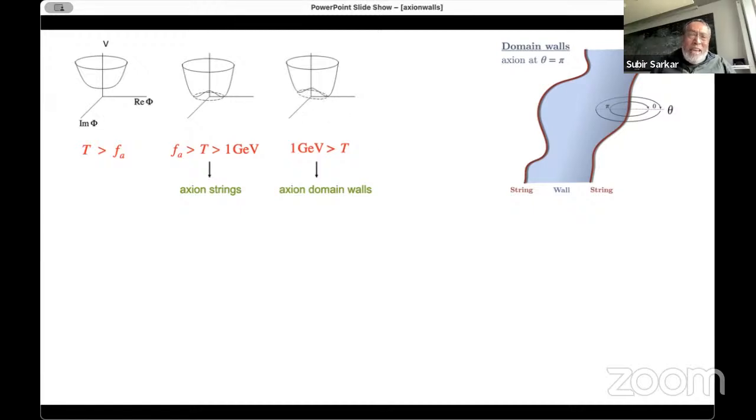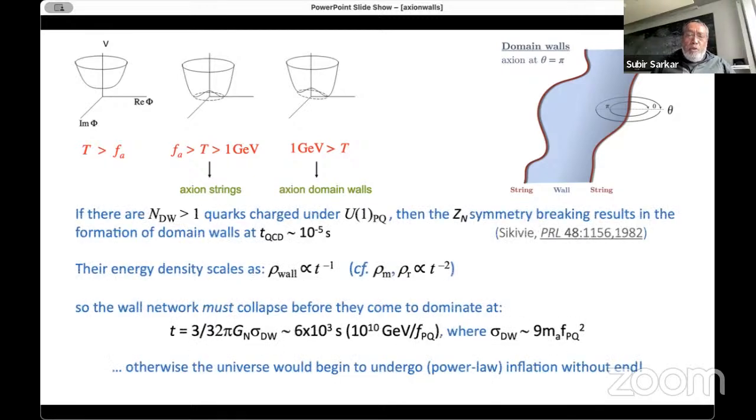And it will have N_DW discrete vacua, and the domain walls form at those boundaries. They are typically bounded by strings. So you get a complex network of domain walls linked to strings. And all this is happening at around 10 microseconds after the Big Bang.